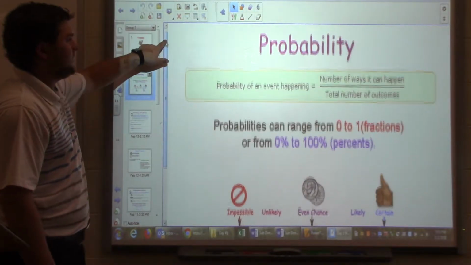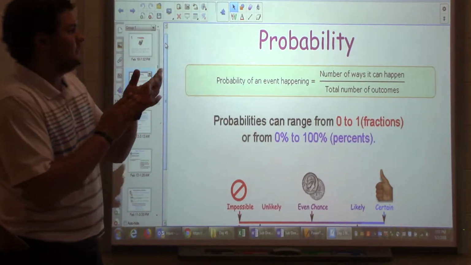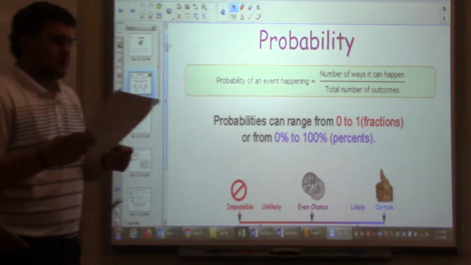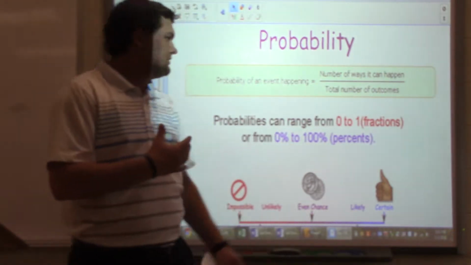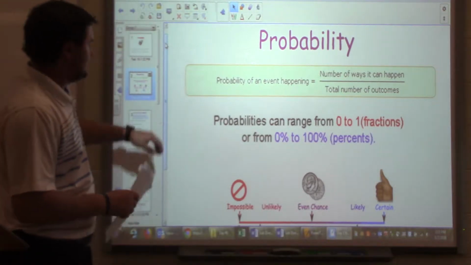So, first things first, probability, what is it? Probability of an event happening is equal to the number of ways it can happen over the total number of outcomes. So, P of A, or the probability of anything happening, is equal to the number of ways it can happen over the total number of outcomes.